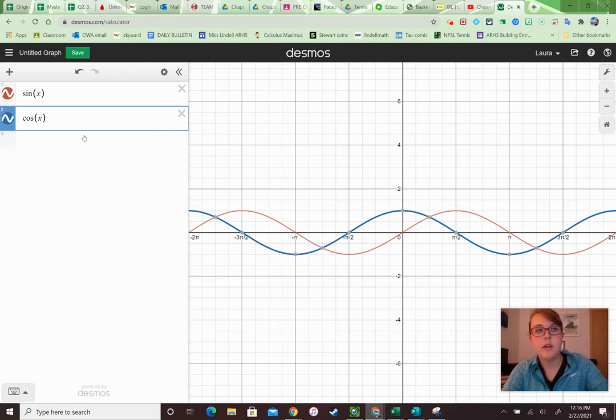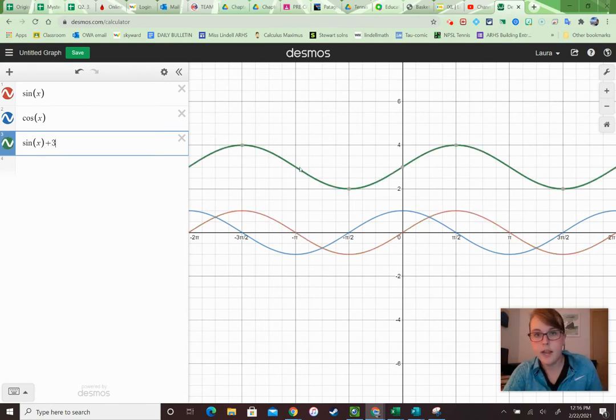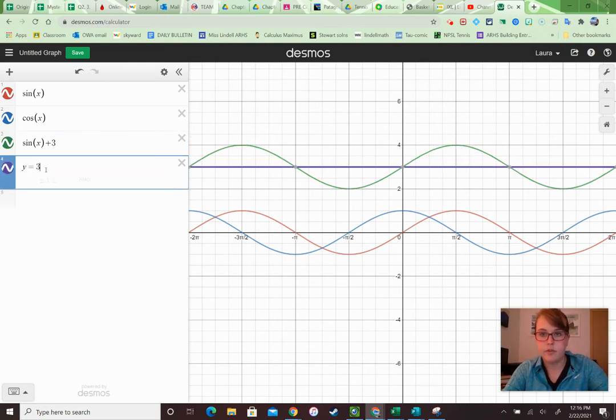And you can also then move the function around, like if you wanted to graph sine of x plus 3, and it moves the midline up for your sine function. You can also then graph the midline. If you want to find the points where it crosses that midline, you can graph y equals 3, and then you can find the places where the function crosses your midline. So that aspect is something that's kind of convenient to do as well.